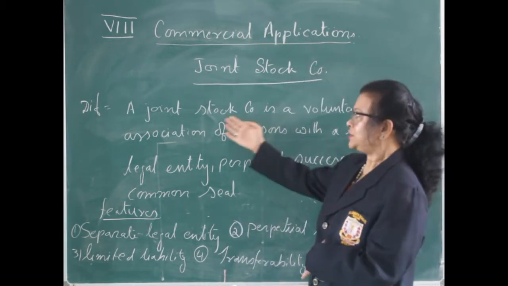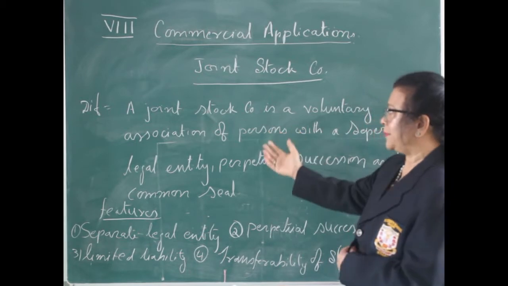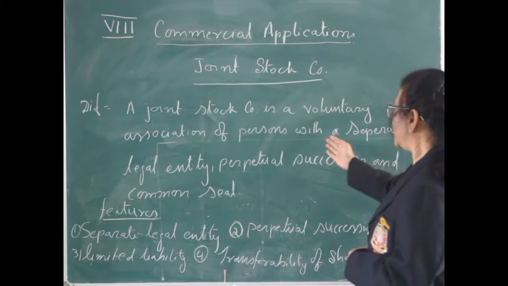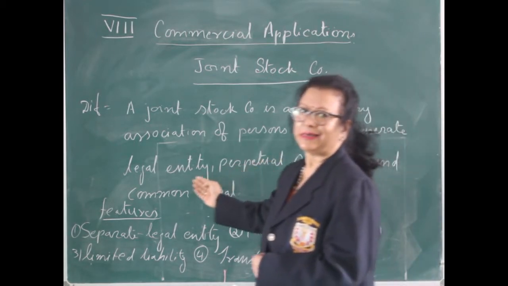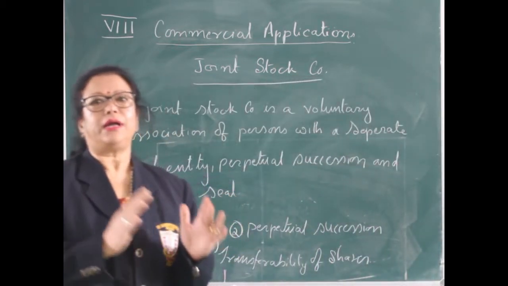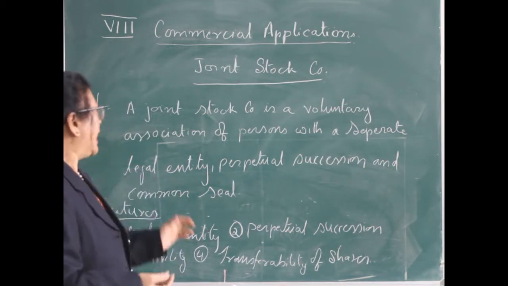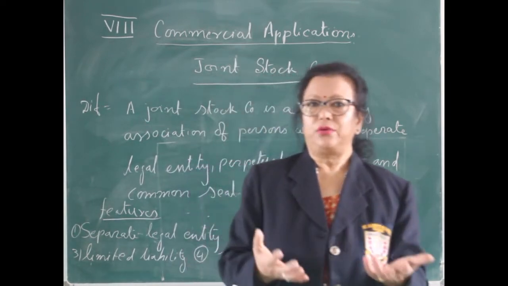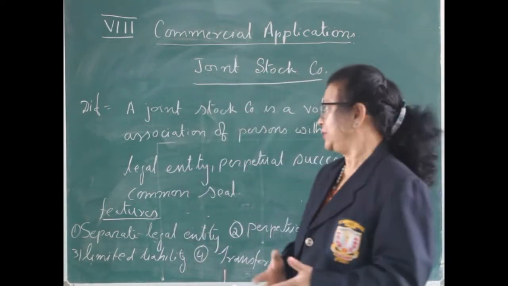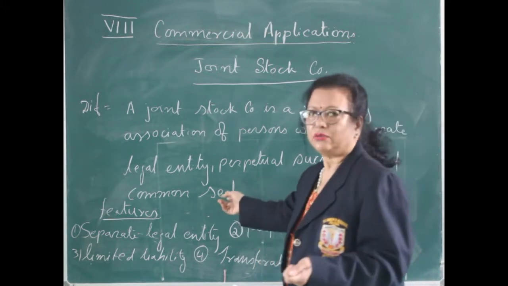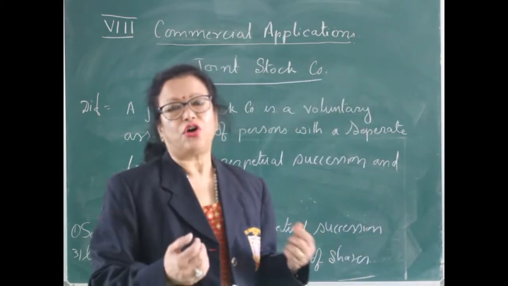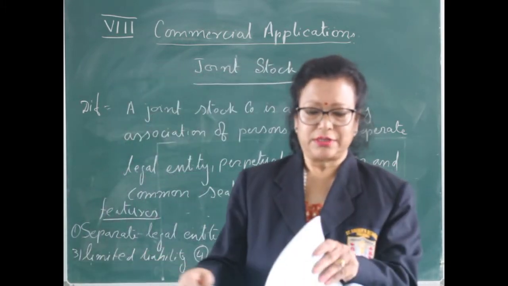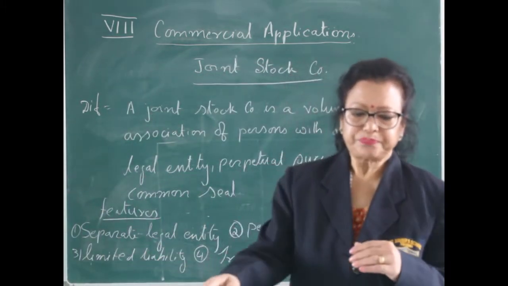Now, from the definition only we have learned what a joint stock company is. It's a voluntary association of persons with a separate legal entity, which means the business and the owner are different. Okay? And perpetual succession means persons may come and go, but the business will continue. And common seal is the authorized signature of a company. Okay? Now we will do the details of the features of a joint stock company.